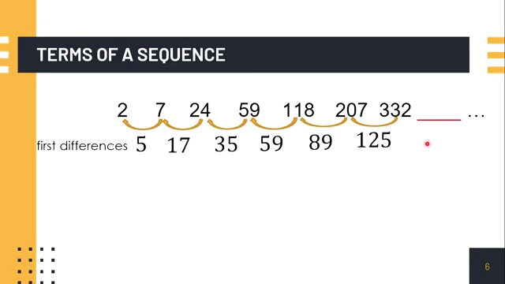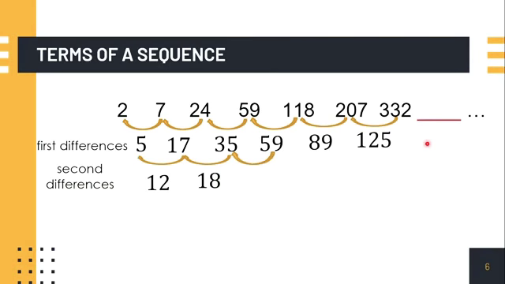As you can see, in our first differences, the differences are not yet equal. So, let's proceed to the second differences. 17 minus 5, that is 12. 35 minus 17, that is 18. 59 minus 35, that is 24. 89 minus 59, that is 30. 125 minus 89, that is 36.